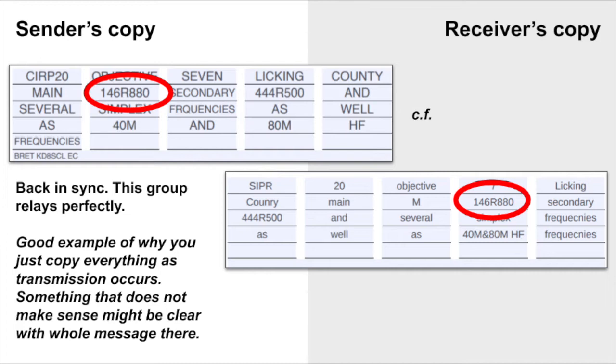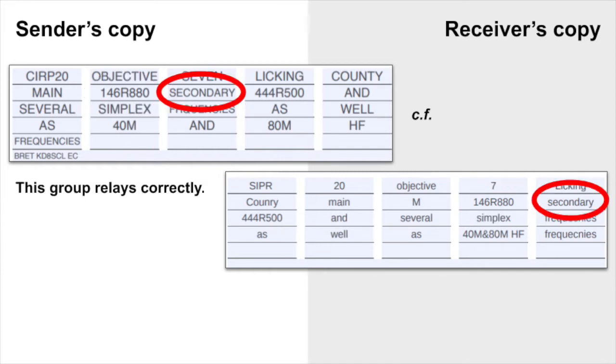So this is a good example, again, of how you're going to just write everything down as it's coming in. Don't worry about if it makes sense while you're writing. After you have the whole thing, you can figure out whether it makes sense, and then you can challenge the sending station to sort out any discrepancies. The next group is fine. The group after that is fine.